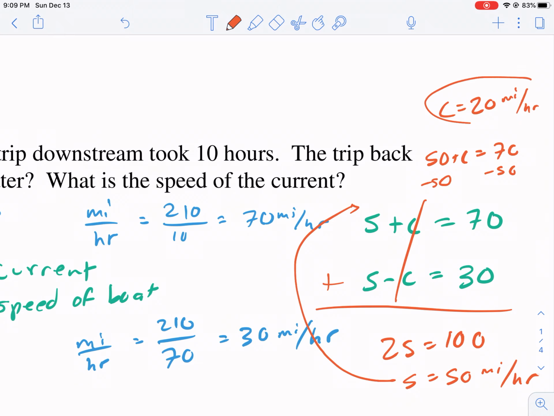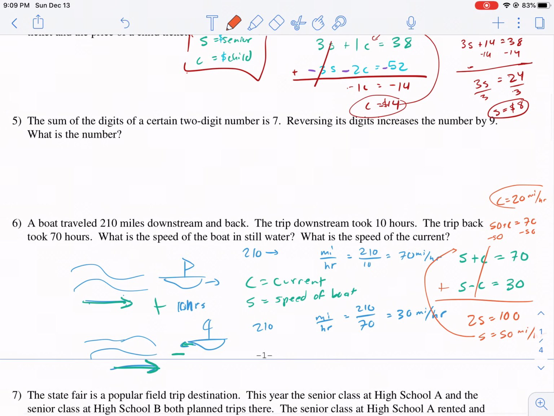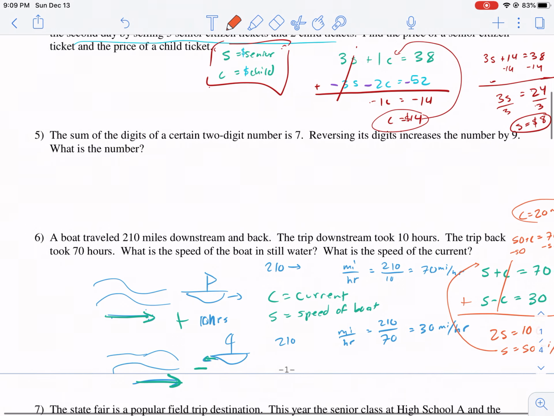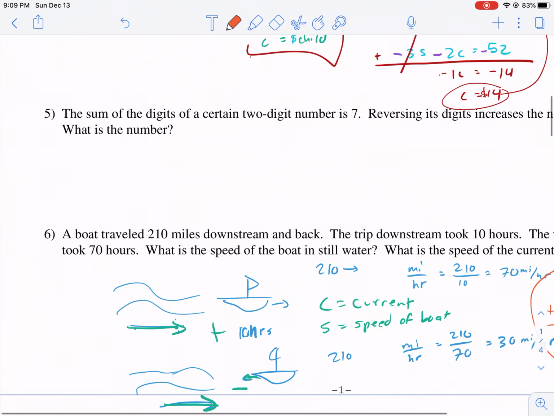Okay, on to the last problem, which is pretty tough. It requires kind of an understanding of two-digit numbers, which is pretty complicated. But let me go ahead and show you. So the sum of the digits of a certain two-digit number is 7. This is the first equation, pretty easy. So we have two digits, and they equal 7.